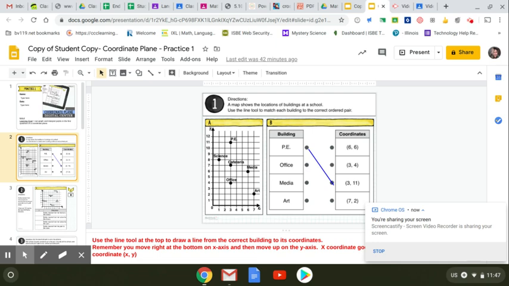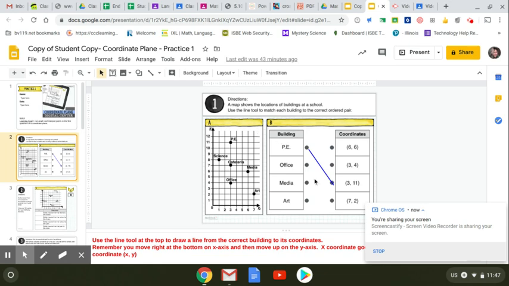I wanted to go over the work that will be for next week or this week, whenever you're watching it. So this is for April 20th. We're going to continue to work with coordinate planes and we are doing another practice with it. The first slide shows you a map of the locations of a building at a school.